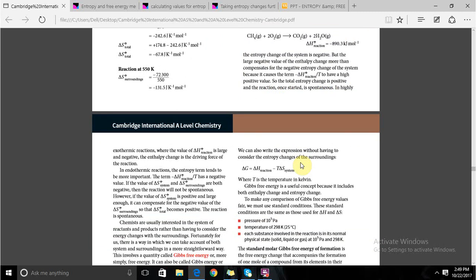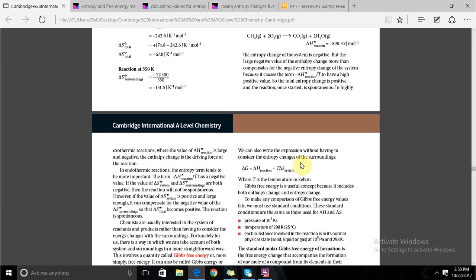In highly exothermic reactions, where the value of delta H naught reaction is large and negative, the enthalpy change is the driving force of the reaction and not the system's entropy.